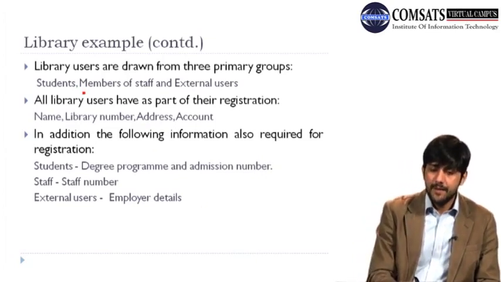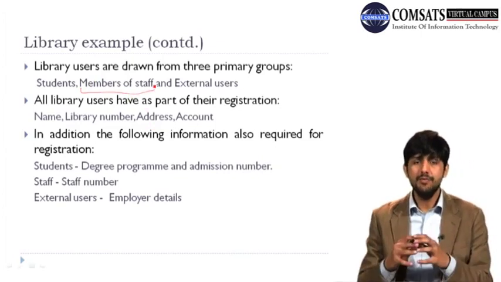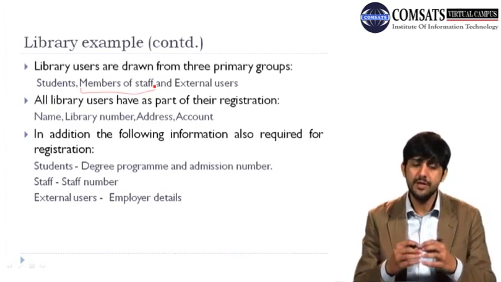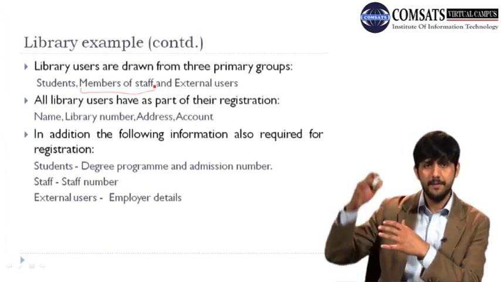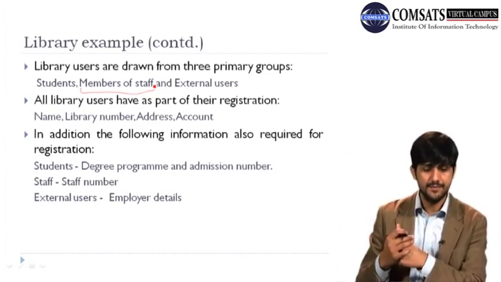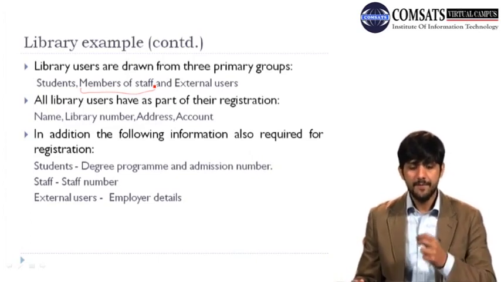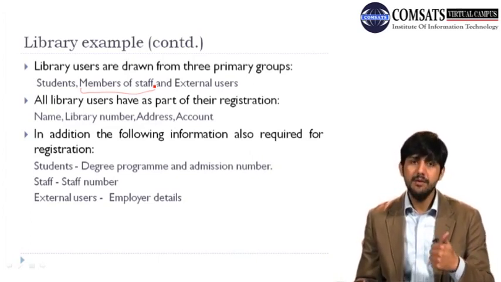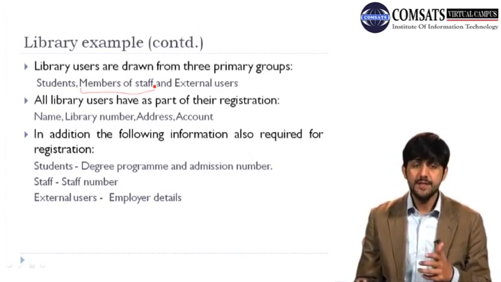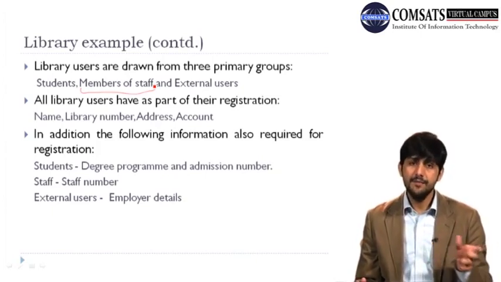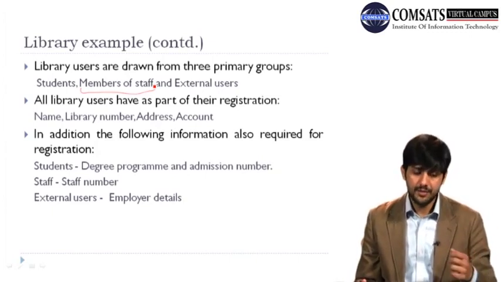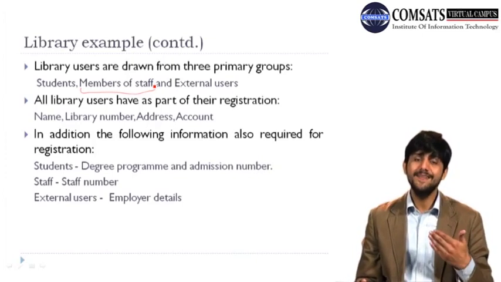So we'll see that there should be a bigger class which we will call a user, and different classes would inherit different properties of that class user. So student would have a superclass user, member of staff would have the same superclass user, and external user would have the same superclass user. All the library users have, as part of the registration, a name, library number, and address and account. In addition, the following information is also required for registration. For students, the degree in which the student is registered is also needed, and admission number. For staff, the staff number is unique, and for an external user, the employer detail is unique.